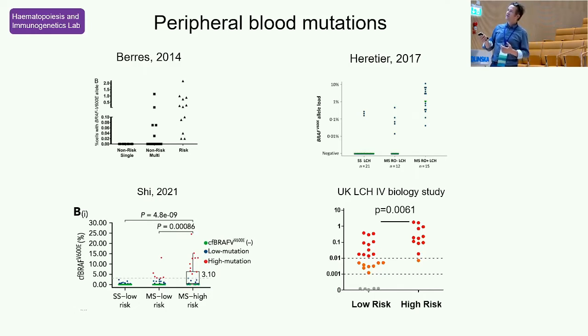And I think this is Carl's paper back in 2014. Also lots of data from the French group. The Shanghai, Beijing group also have similar data here. And this is UK patients recruited to an LCH4 biology study showing the same kind of phenomenon. So everyone is able to demonstrate this at diagnosis, that the level of DNA correlates with the risk group of the patients. And as we've already heard, this is potentially going to be a useful biomarker. You may even be able to stratify high and low within high risk.